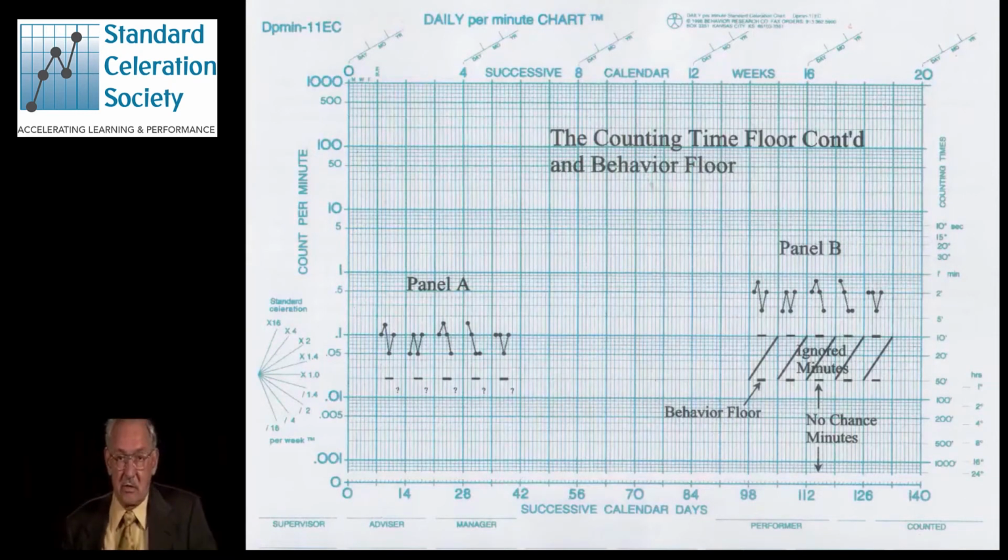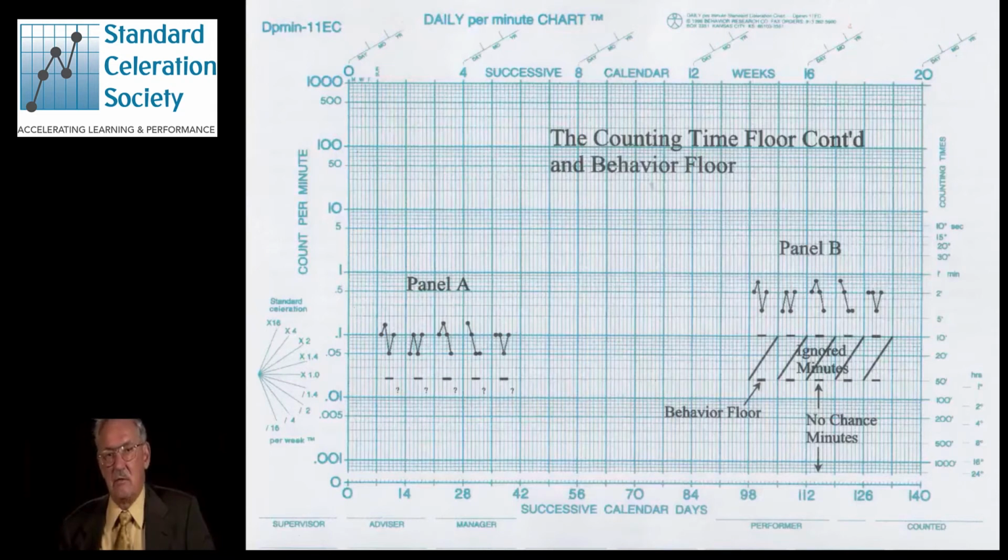So that's ignored time. Now, the minutes below the behavior floor, that is from the 1 over 360 line all the way to the bottom of the chart, those are no chance minutes. The kid cannot talk out in school if he's not in school. So for the hours of the day that the child is not in school, those are in fact defined as no chance minutes.